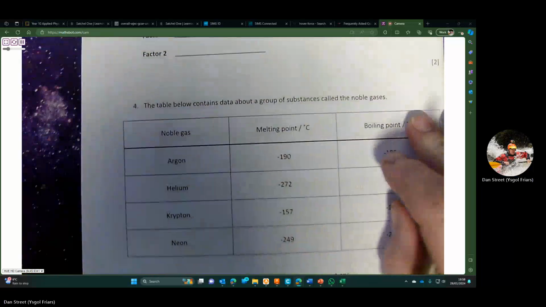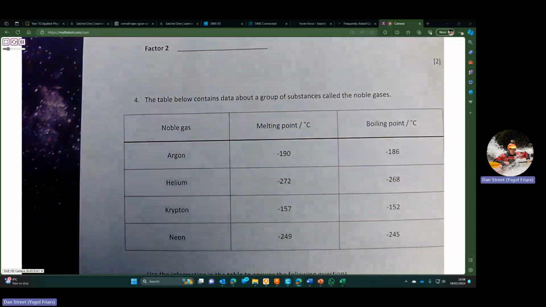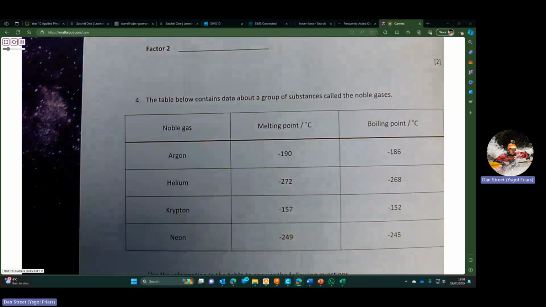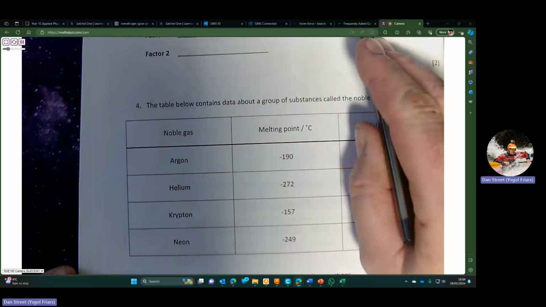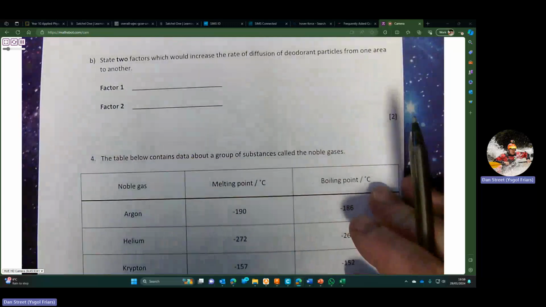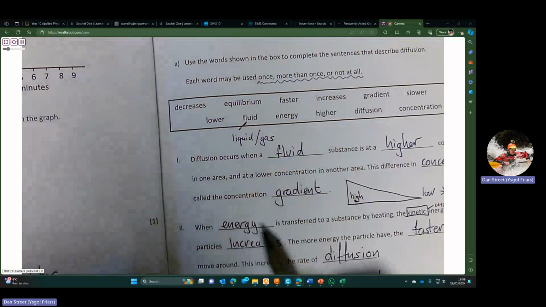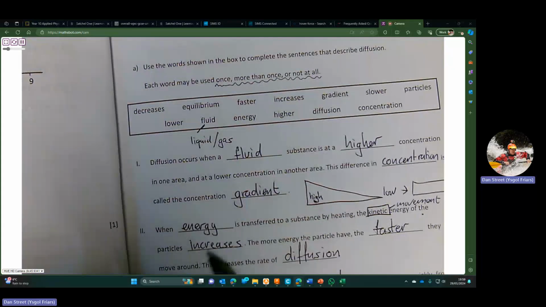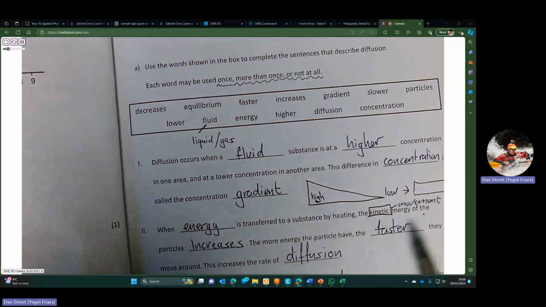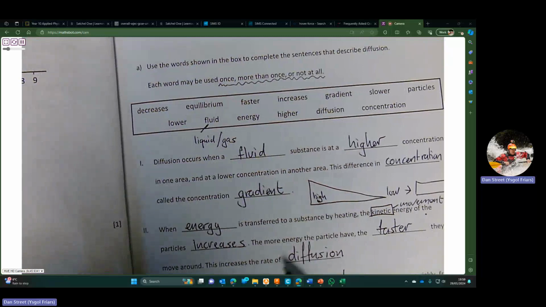Number 3, or nearly number 3. You're asked here to state 2 factors that would increase the rate of diffusion of deodorant particles from one area to another. Now, in the question previously, you're told that when energy is transferred to a substance by heating, the energy of the kinetic particles increases. The more energy the particles have, the faster they move around. This increases the rate of diffusion. So if you weren't sure, you were actually told one of the answers there, really.